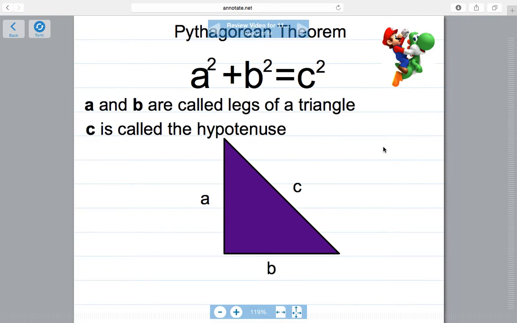So in general, we have side A and side B. Those are called legs of a triangle, and then C is the hypotenuse, if you guys remember the picture we had up. C is also the longest side. So the hypotenuse is the longest side.